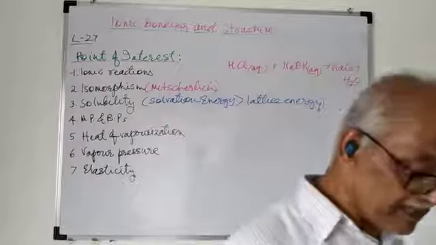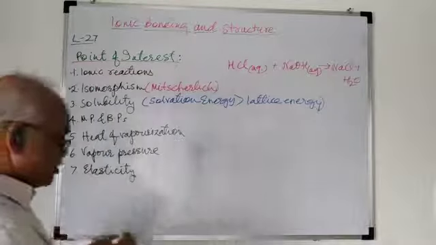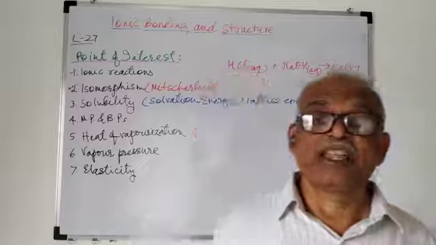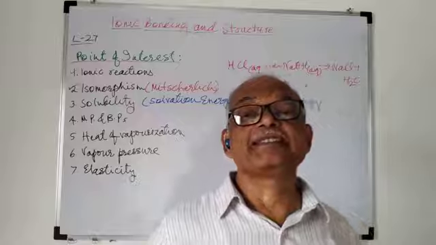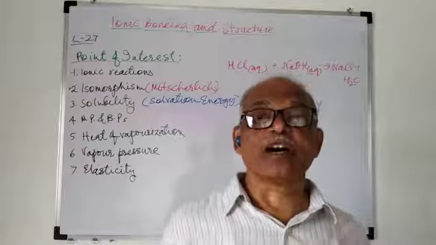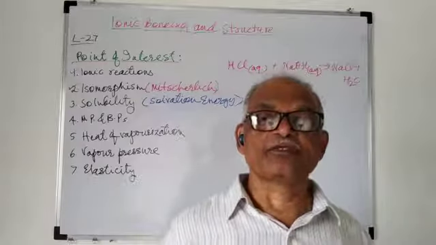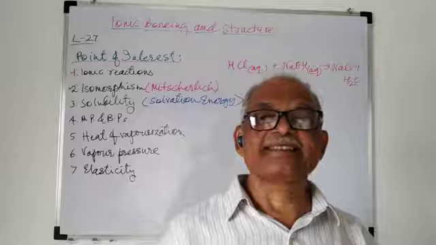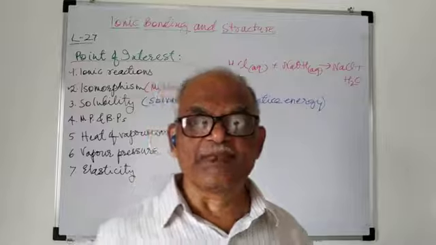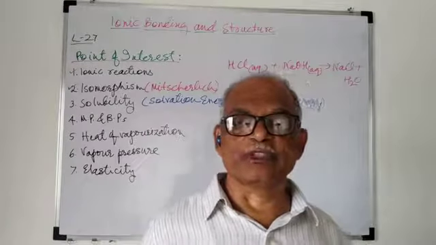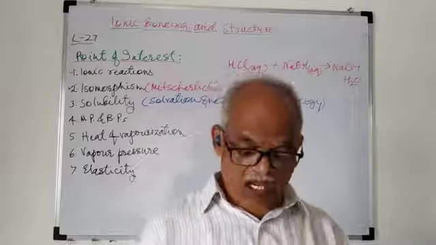Then the next point is isomorphism. What is isomorphism? It is the phenomenon in which ionic solids are formed in a mixed form, where the ions of similar size or molecules of similar size can replace each other. So one type of ions or molecules can replace the ions or molecules of another form, and this gives a mixed ionic solid. This is called isomorphism.